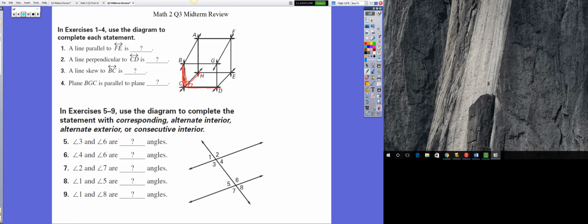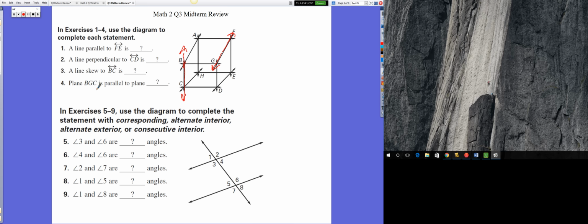Okay, a skew line to BC. So BC goes forever up and down right here. A skew line could be this line right here, GF. So these lines will never ever intersect because they're in 2 different planes, and those 2 planes are parallel, so they're never going to cross.